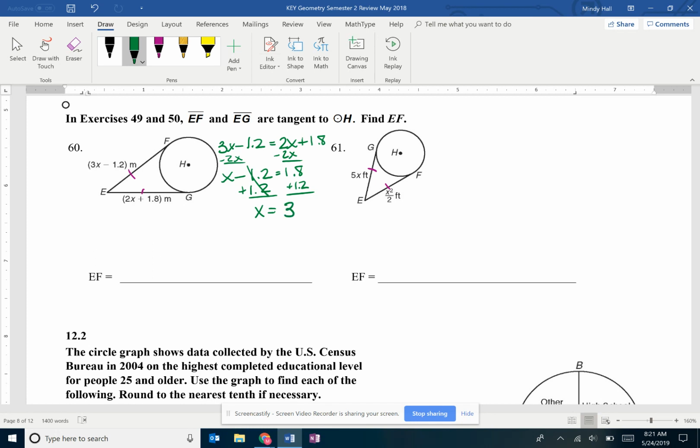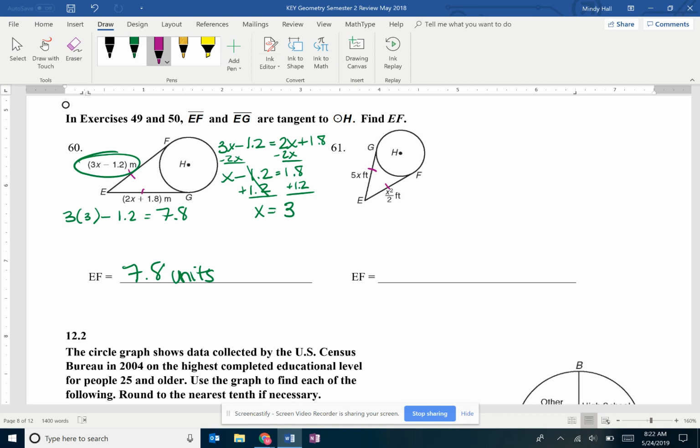So now that I know that x is 3, because I want EF, I'm going to plug into this one. Technically, you could plug it into either of them and still get the same answer, but I have a tendency just to plug it into the one they want me to unless it's really ugly. So 3 times 3 minus 1.2. 3 times 3 is 9. Minus 1.2 is 7.8. Probably should have been able to do that in my head, but oh well. So 7.8 units.